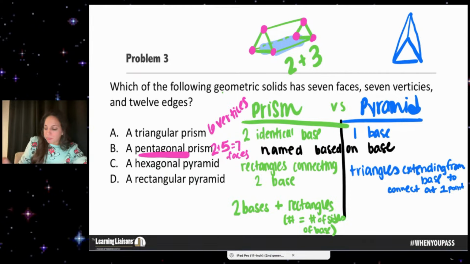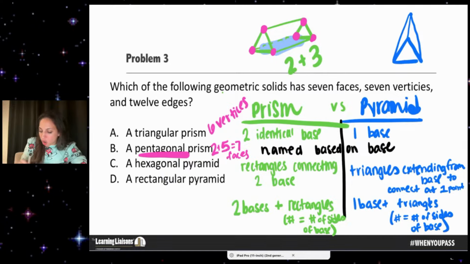Let's keep going. In order to figure out the number of faces of a pyramid, you're going to have one base plus triangles, and that's also going to equal the number of triangles equals the number of sides that you have.